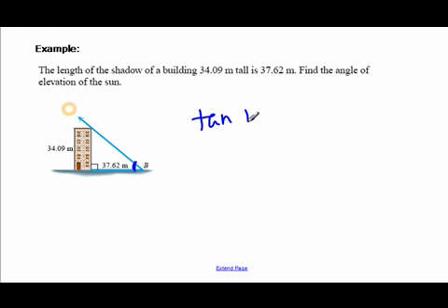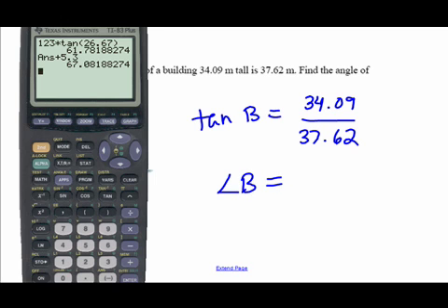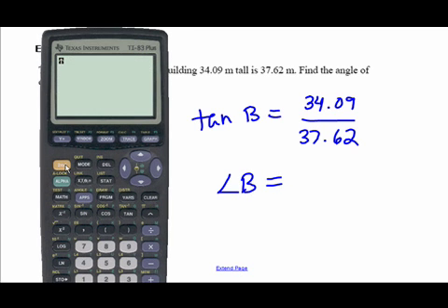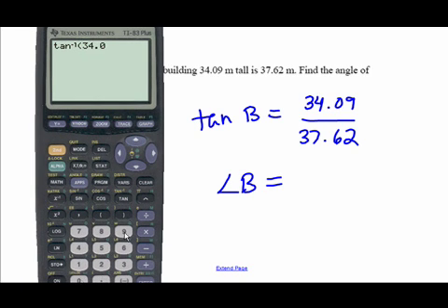So tangent of B, whatever B is, the tangent of B is opposite side 34.09 divided by adjacent side 37.62. So we'll use the inverse tangent function on our calculator. Second tangent. Asking calculator, what quadrant 1 angle has a tangent of 34.09 divided by 37.62? And calculator says 42.18 degrees.